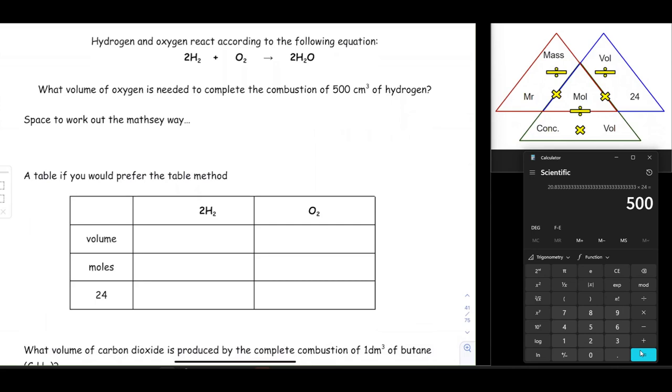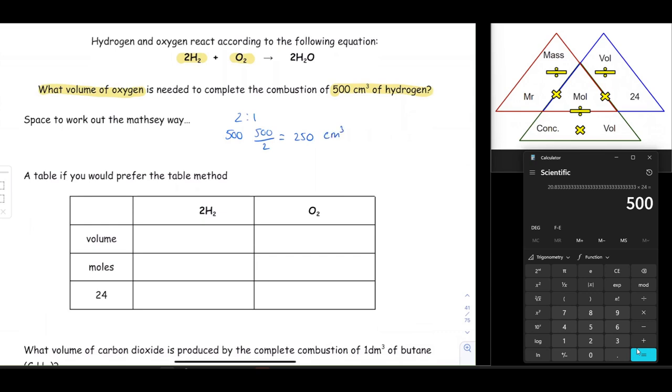Okay, so hydrogen and oxygen react according to the following equation. What volume of oxygen is needed to complete the combustion of 500 centimeters cubed of hydrogen? So what volume of oxygen? We can say we've got a 2-to-1 ratio. So if we've got 500 centimeters cubed here, we've got 500 over 2 over here, which gives us 250. Not even I need a calculator to do that. So we have 250 centimeters cubed.